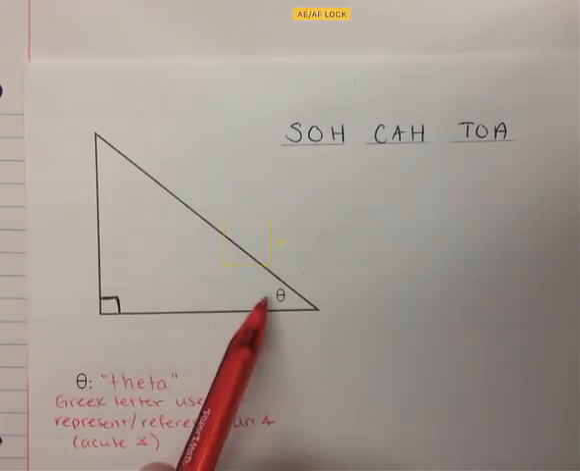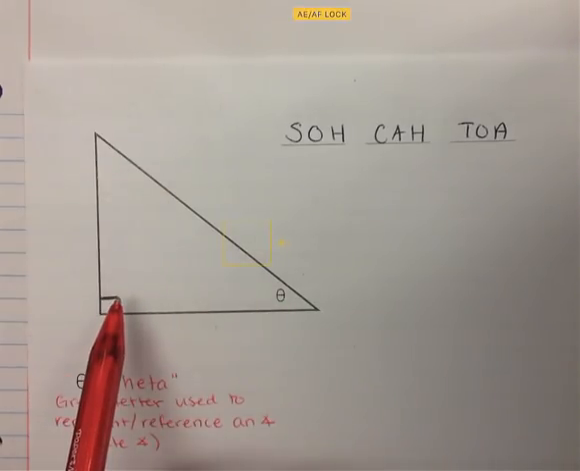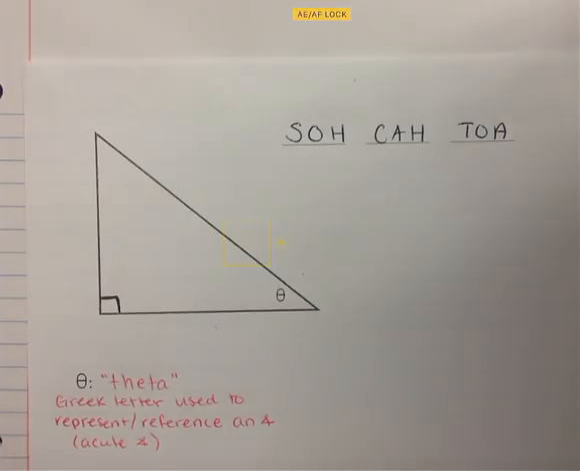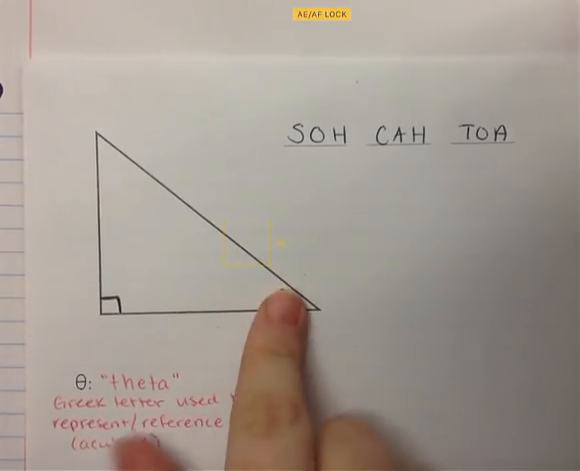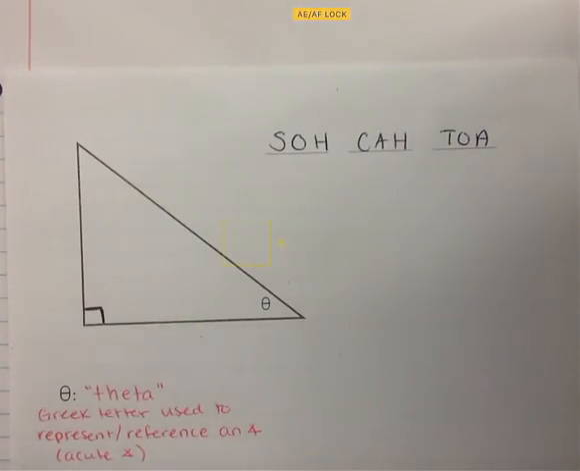Both of these angles have to be smaller than 90 degrees because in a right triangle, you have 90 degrees. These two have to add up to 90 degrees to make a triangle. So, with regards to where theta is located, we have sides with regards to theta.